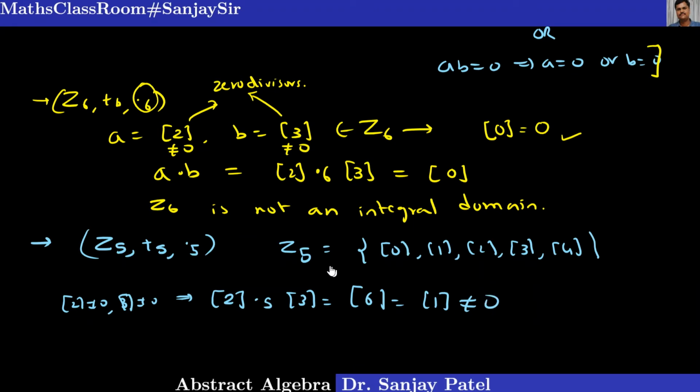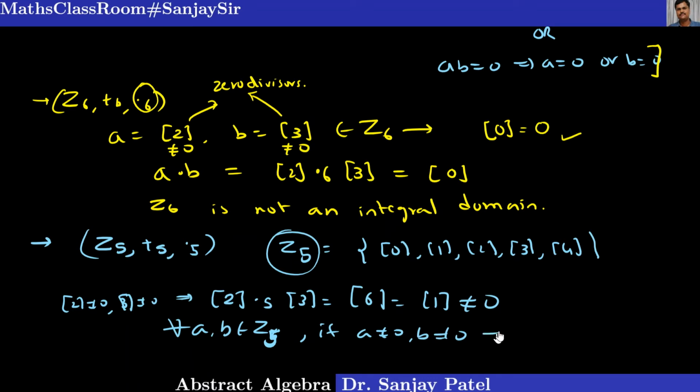You can check this for every pair of elements. So in Z5, you can show that for every a and b belonging to Z5, if a and b are not 0, then the product a into b is also not 0. That means the ring Z5 has no zero divisors.